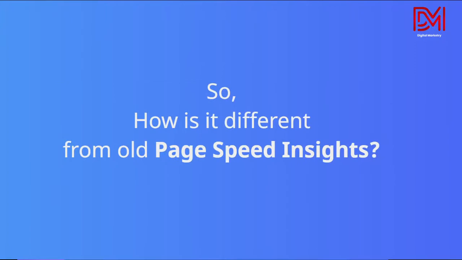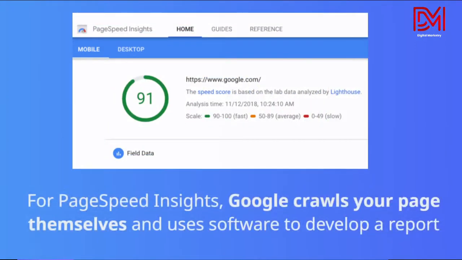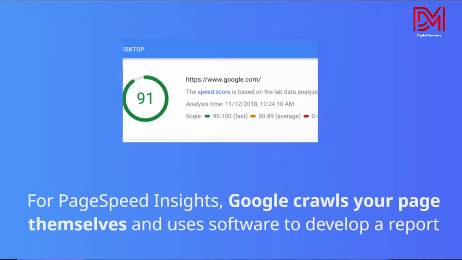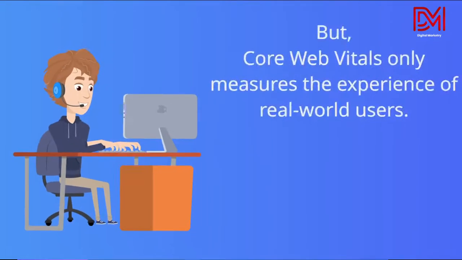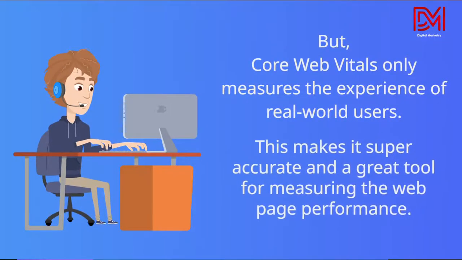So, how is it different from the old PageSpeed Insights? For PageSpeed Insights, Google crawls your page themselves and uses software to develop a report. But Core Web Vitals only measures the experience of real-world users. This makes it super accurate and a great tool for measuring the web page performance.